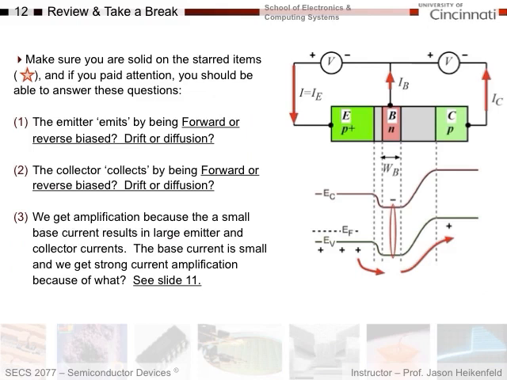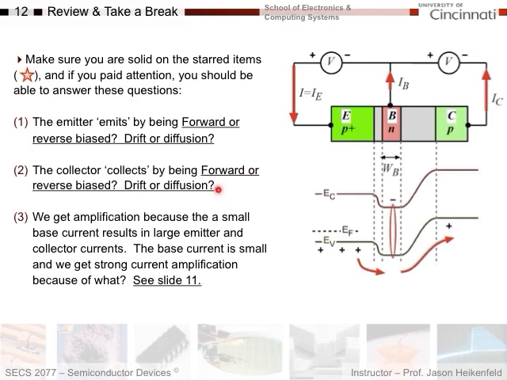So at this point, you can review what we've presented so far and take a break. Make sure you are solid on the starred items, as always, and you're able to answer also some of these questions. So you should be able to answer very readily. The emitter emits by being forward or reverse biased, and is the current drift or diffusion? The collector collects by being forward or reverse biased, and is it drift or diffusion?